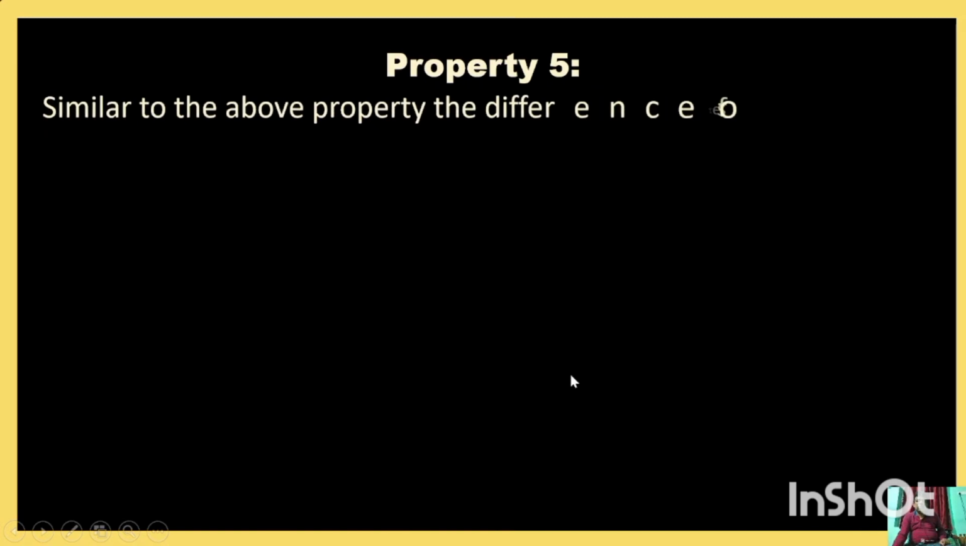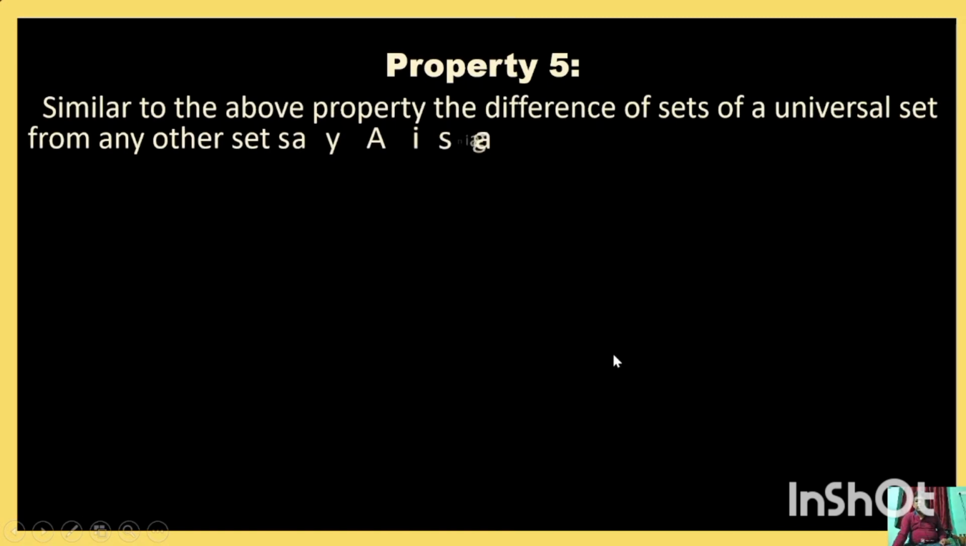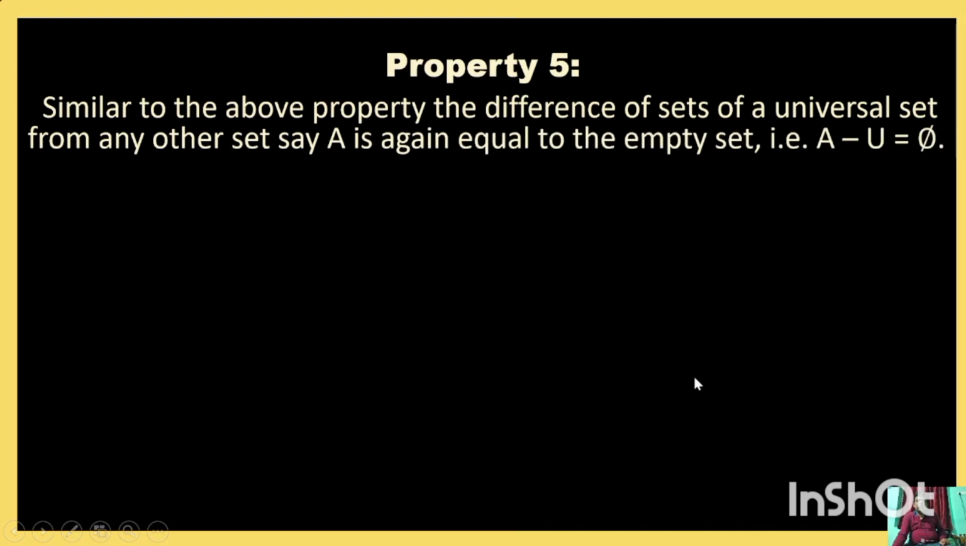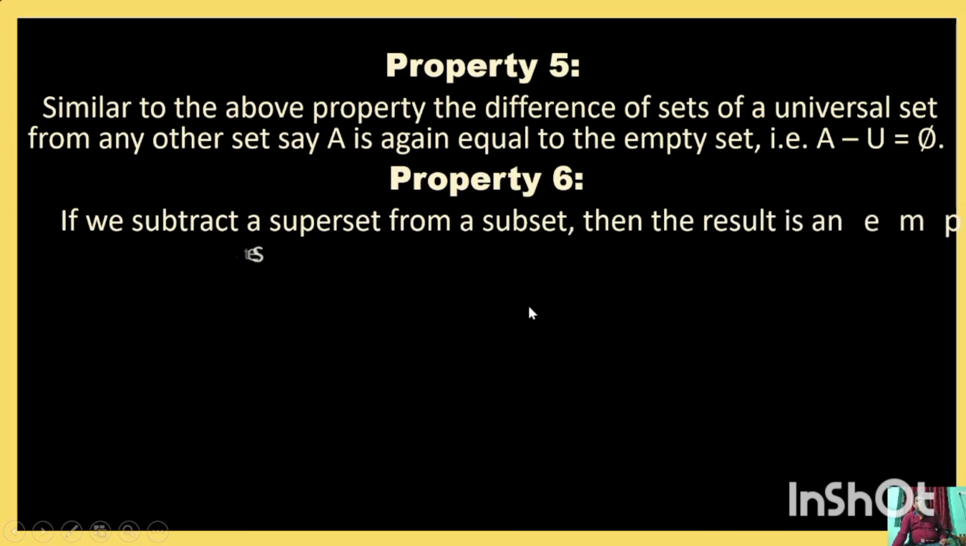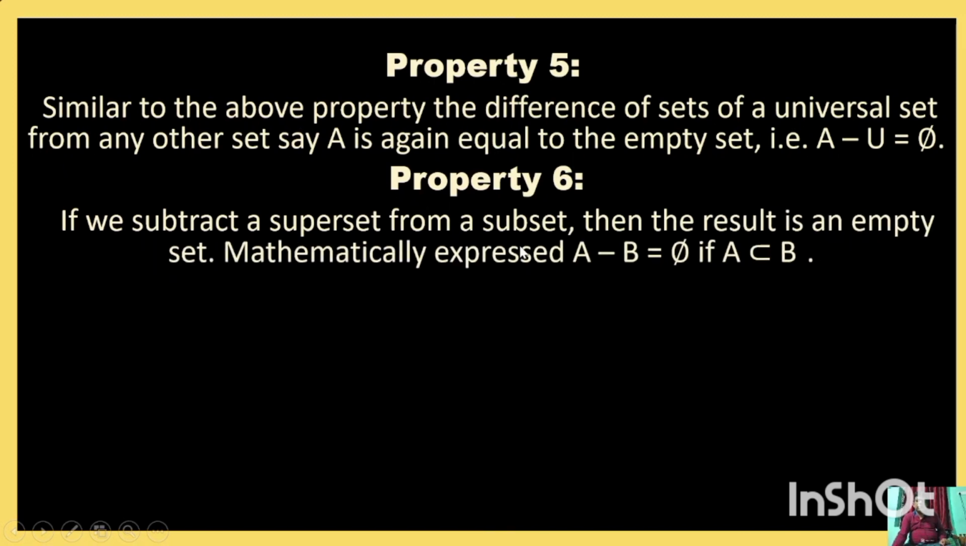So you can check it, you can prove it by taking examples. But remember, you have to use it while you are proving different operations and different statements of set theory. Similarly, to the above property, the difference of the universal set from any other set is again equal to the empty set. A difference is also null set. Property 6. If you subtract a superset from a subset, then the resultant set is also null set. It means A difference B is equal to phi if A is a subset of B.